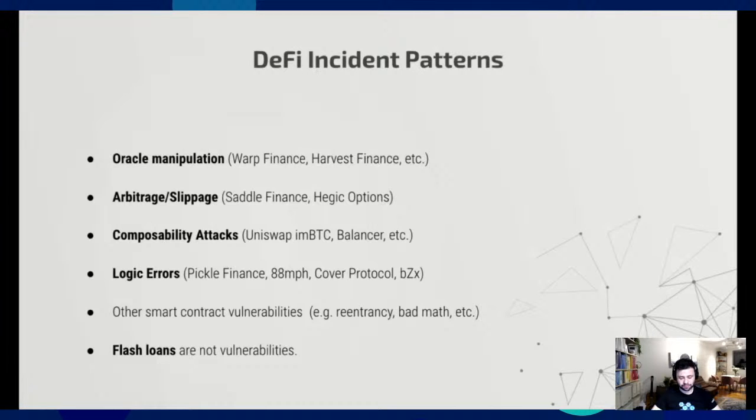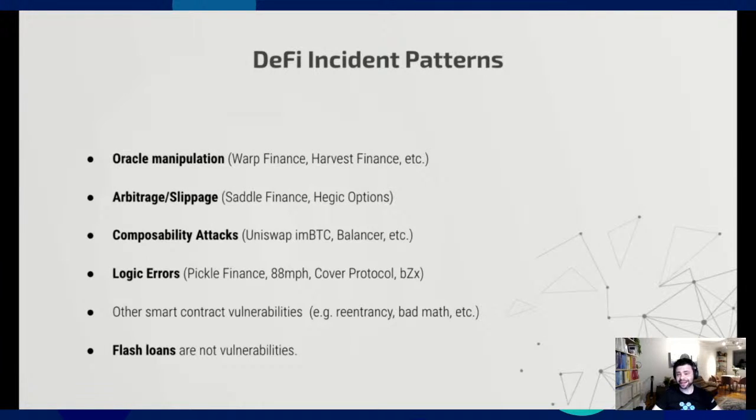DeFi projects were not prepared to expand how they develop their software to deal with new threats. They needed to collect price data from somewhere, so they started implementing oracles. But if they implement them in an incorrect way, those price oracles can be manipulated. That was the case with Warp Finance and Harvest Finance and others, and it would result in attackers being able to buy something for cheap.